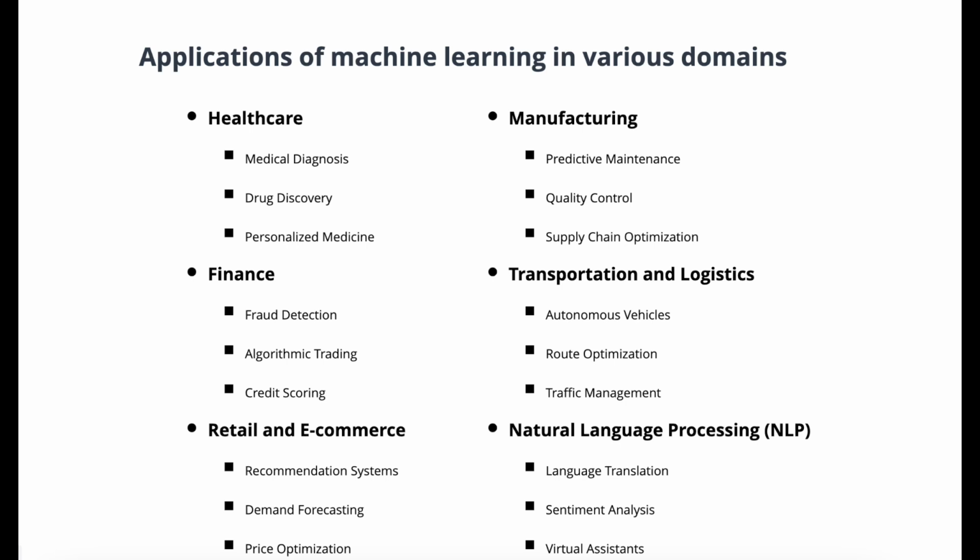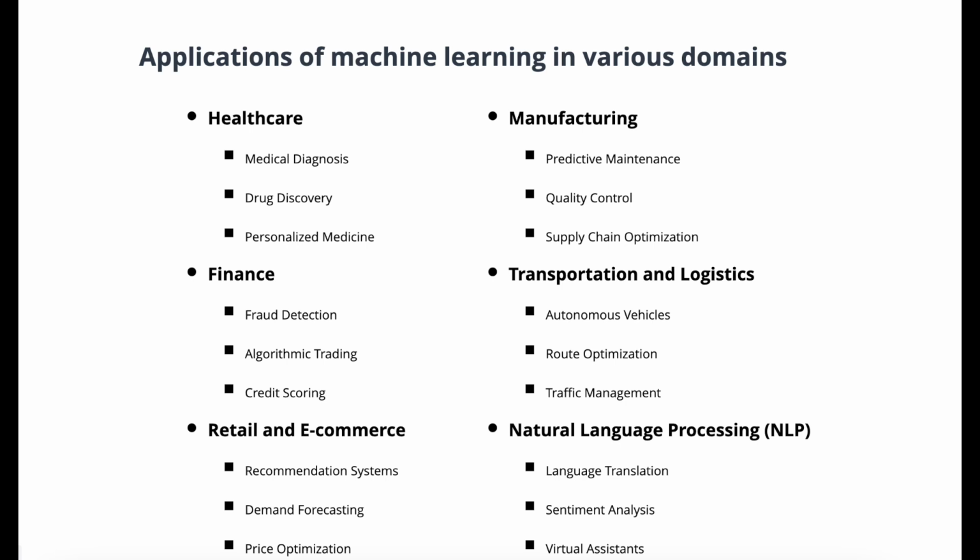ML models detect fraudulent activities in banking transactions by analyzing patterns and anomalies in transaction data, helping to prevent financial losses. Algorithmic trading. Machine learning algorithms analyze market data to identify trading opportunities, optimize investment strategies, and automate trading decisions. Credit scoring. ML models assess the creditworthiness of individuals by analyzing their financial history, helping lenders make more accurate lending decisions.